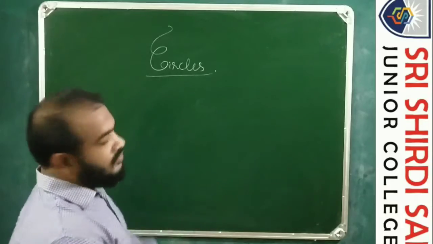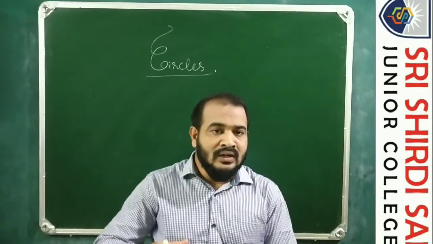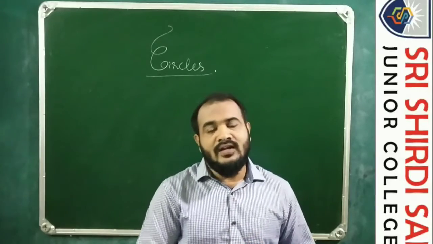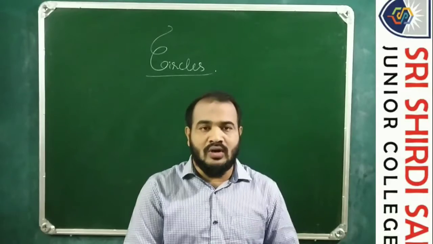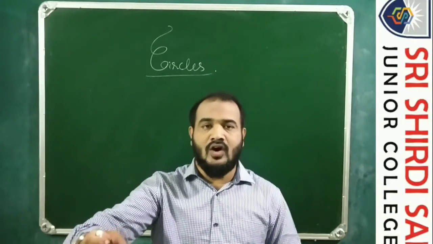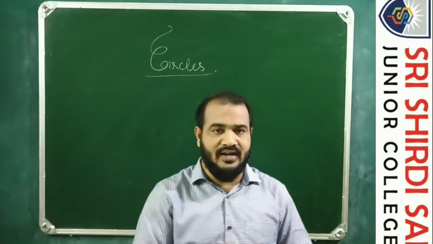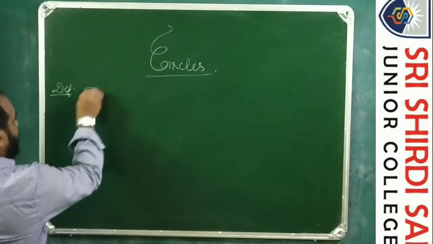So, the circle is defined to be the locus of a point which moves in a plane so that its distance from a fixed point is always constant. Here, the fixed point is called the center, and the fixed distance is called the radius.